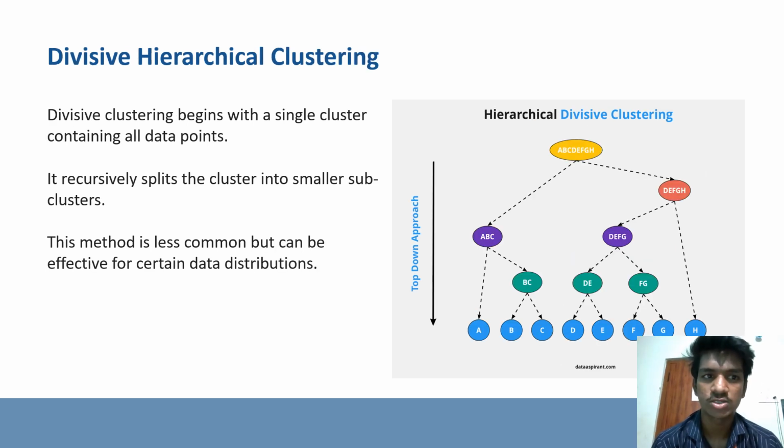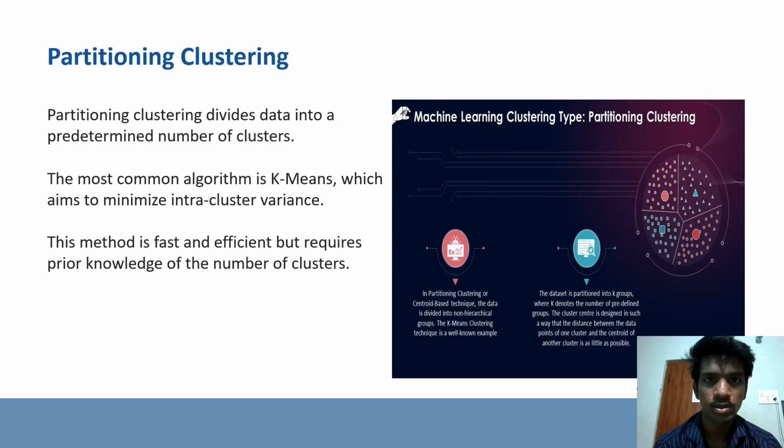Divisive hierarchical clustering. Divisive clustering begins with a single cluster containing all data points. It recursively splits the cluster into smaller subclusters. This method is less common but can be effective for certain data distributions.